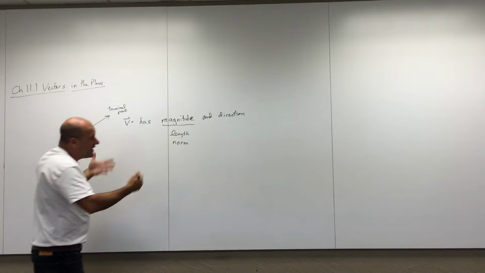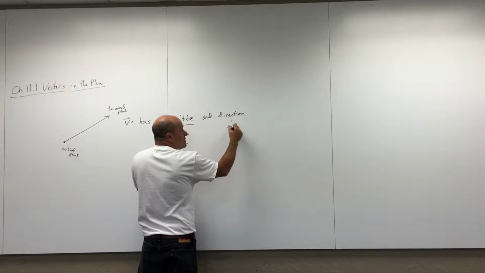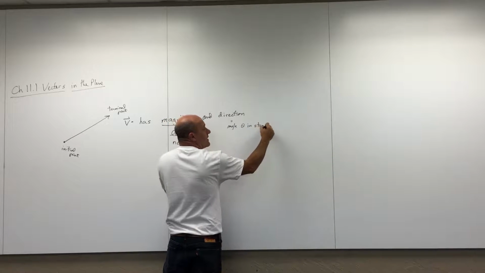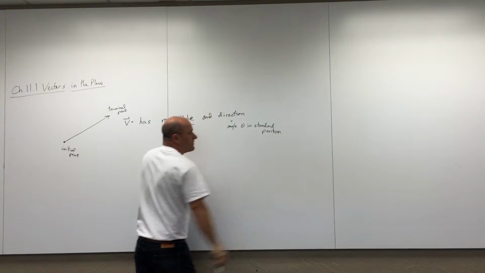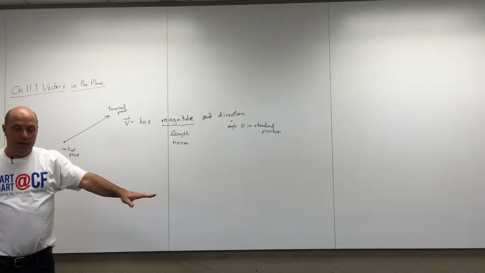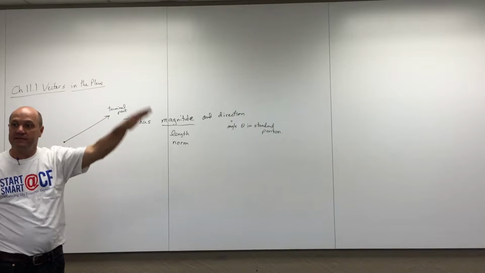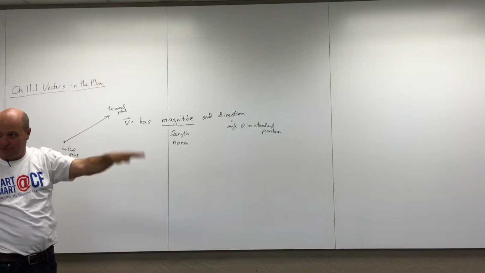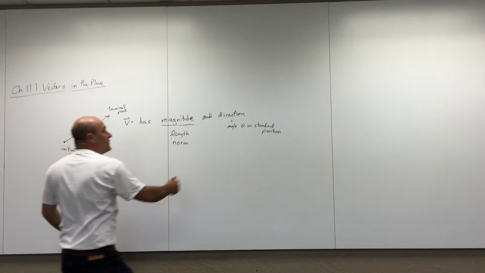And then there's a direction. Usually the direction is given by an angle, usually an angle theta in standard position, I want to say. Do you know what I mean by standard position? Standard position of an angle is from the positive x-axis measured counterclockwise. A 30-degree angle is from the positive x-axis measured counterclockwise 30 degrees, right? That's standard position. So, magnitude and direction.